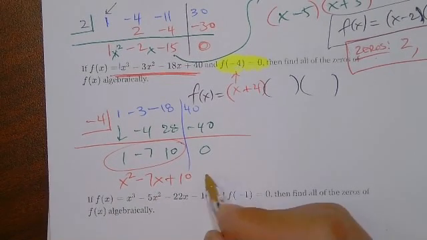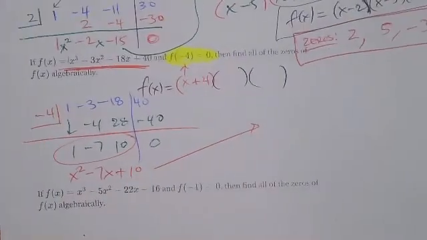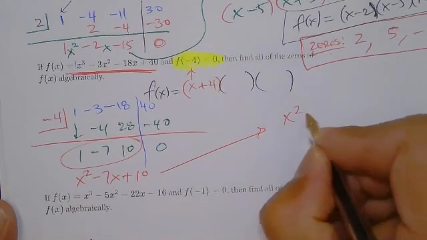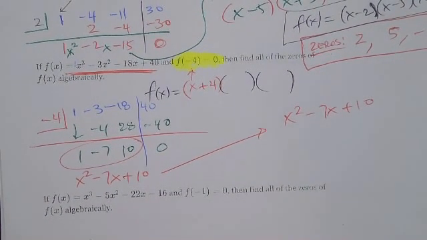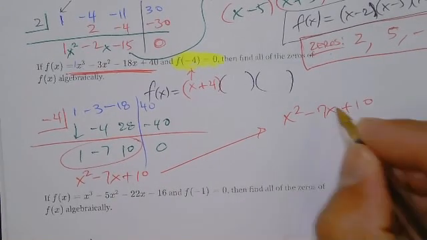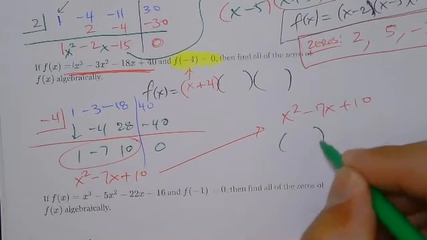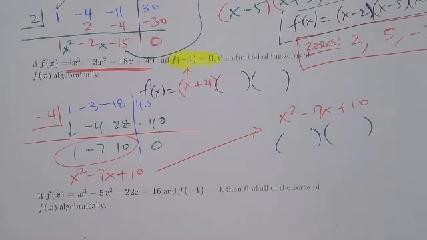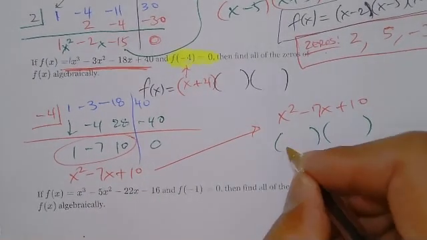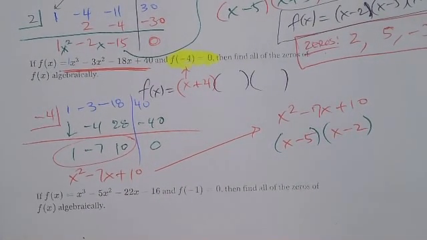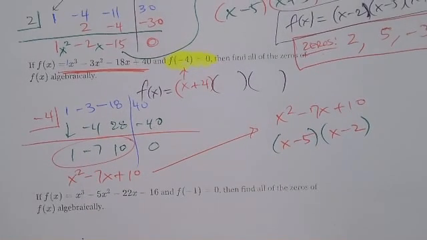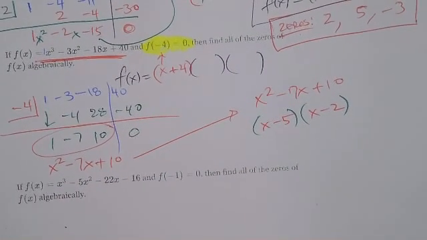What is this part left over? This is x squared minus 7x plus 10, yeah? I can factor that and find the other two. That's an easy one to factor. Everybody can factor it and figure out the other two parentheses, the other factors. It's going to be x minus 5 and x minus 2.